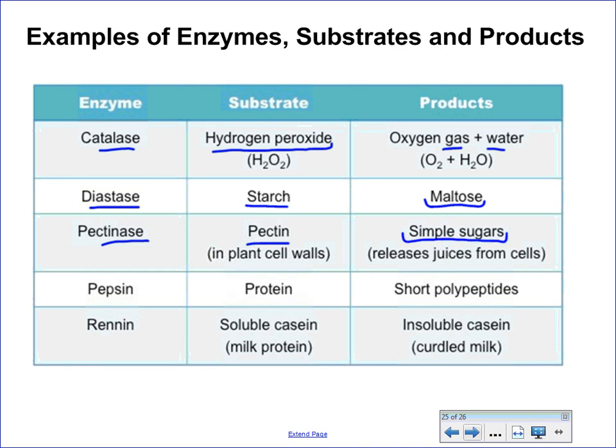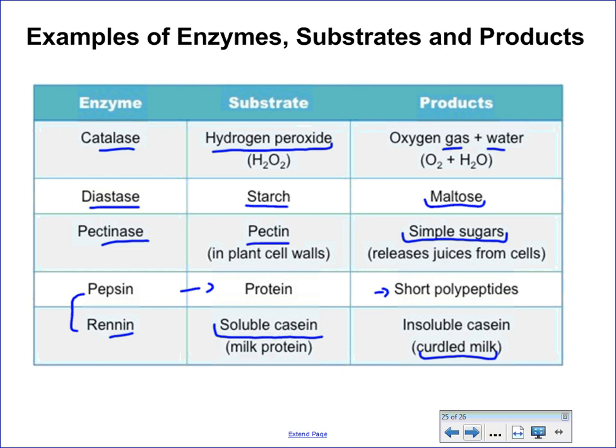And then there are the proteinases, pepsin and renin, where pepsin will act on protein to break it into short polypeptides, and renin will take soluble casein, which is a milk protein, and convert that into essentially curdled milk. So the renin will essentially curdle the milk. So these are all examples of enzymes and substrates, and how you would measure enzyme activity would vary on the type of product that is produced.